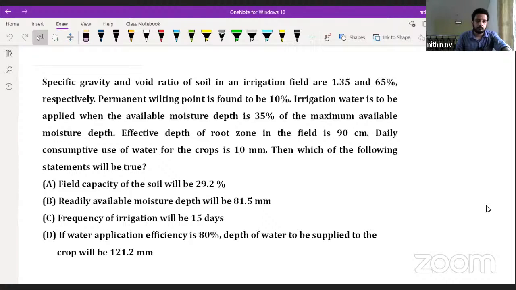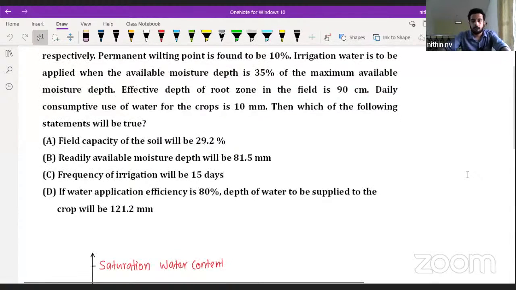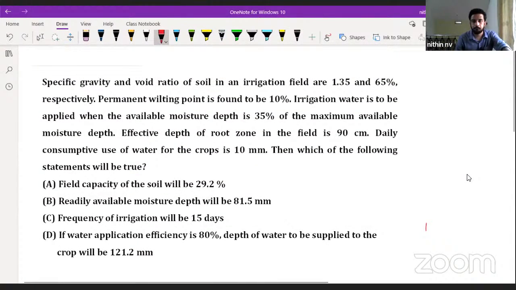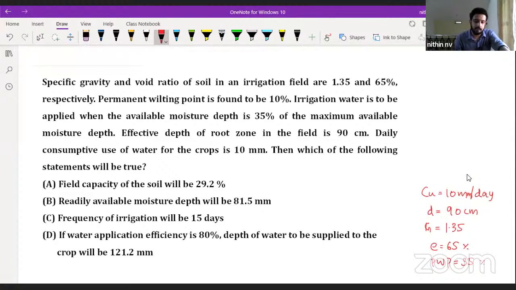Right? Yes. So in this question, what all data has been given? The specific gravity and void ratio. The specific gravity is given as G equal to 1.35. The void ratio is given as 65%. Permanent wilting point is given as 35%. Then the effective depth of root zone is 90 centimeter. Consumptive use is given as 10 mm, which is the daily consumptive use, so 10 mm per day. So these are the data given.